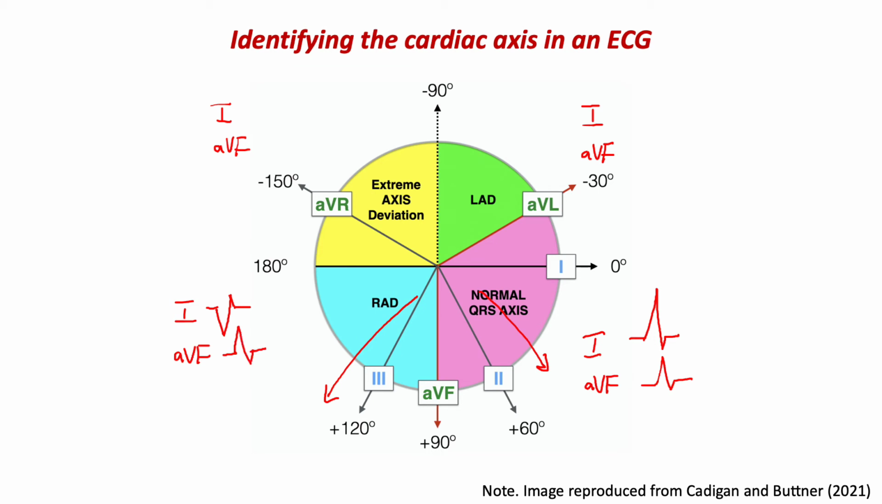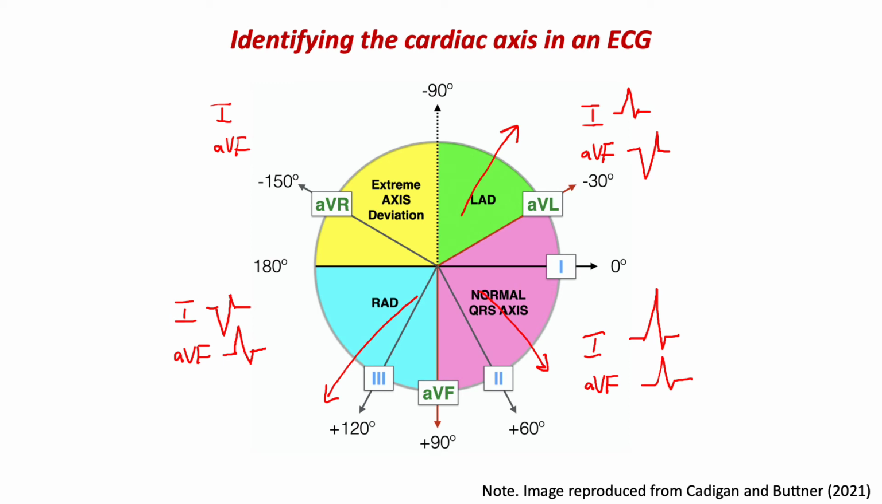Now, if you've got a left axis deviation, impulse is going somewhere that way. So your QRS complex is going to be mostly positive in lead 1 and negative in lead AVF. Now, left axis deviation is a little bit different and trickier because technically that criteria might mean that the axis is within that negative 30 to 0 degree corridor, meaning that it would actually still be a normal cardiac axis.